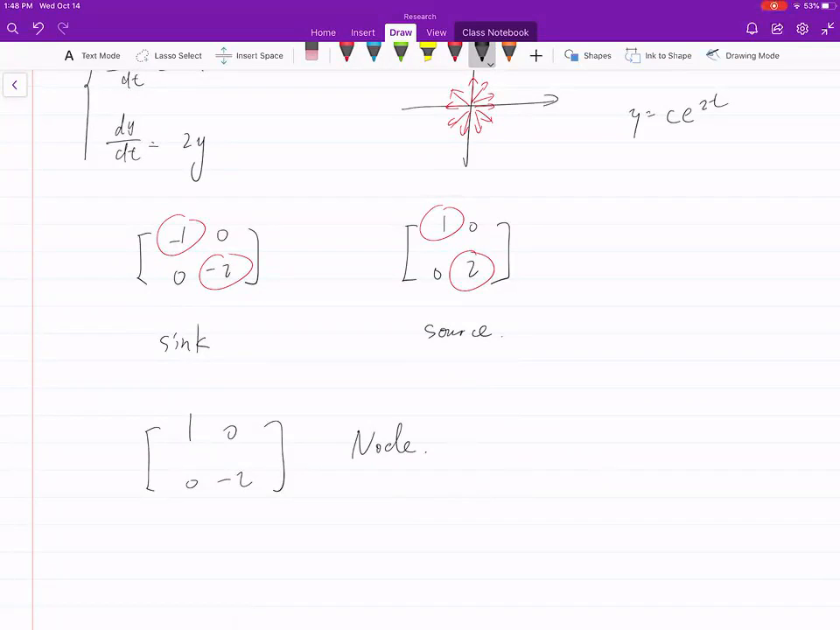Make sense to everybody? Okay, so sink or source, you just look at all those numbers. That's it. Okay. Question. What are these numbers called?